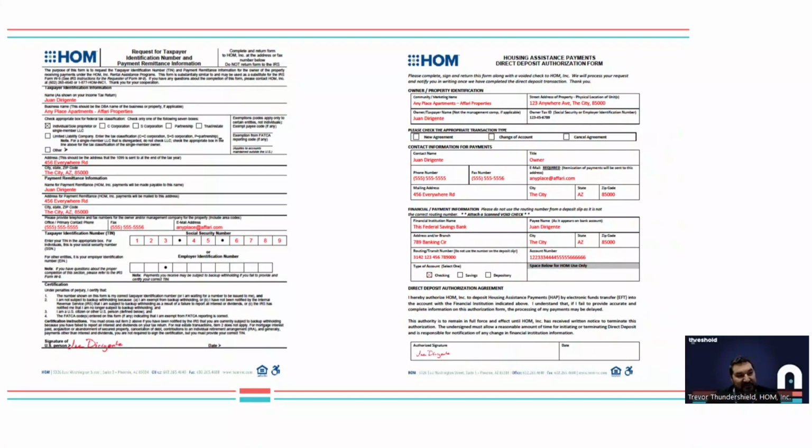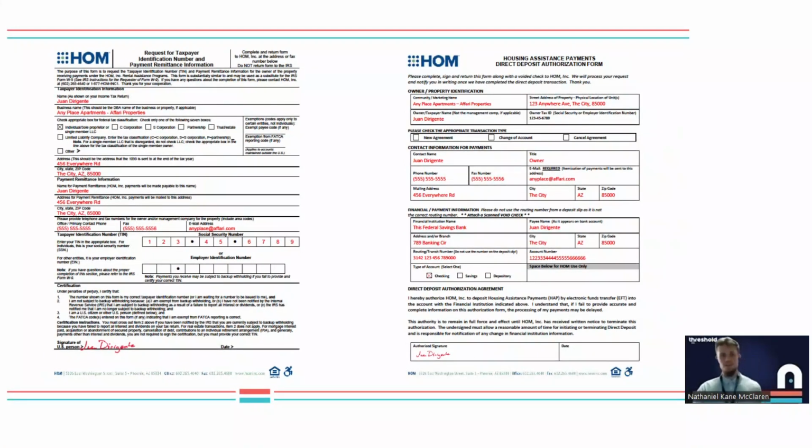Next, we'll be moving on to HQS. Essentially what this is going to be is our HQS inspection tip sheet.